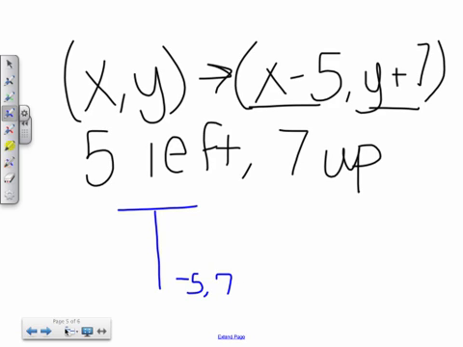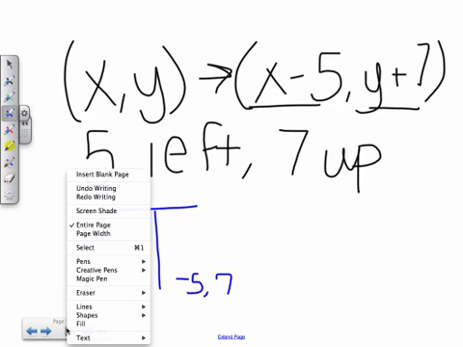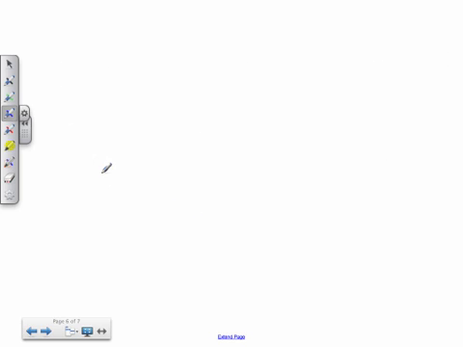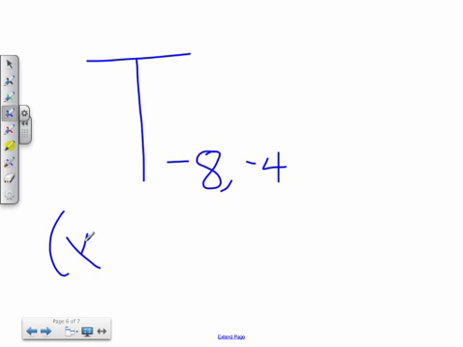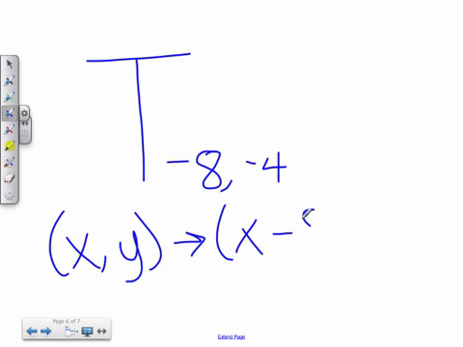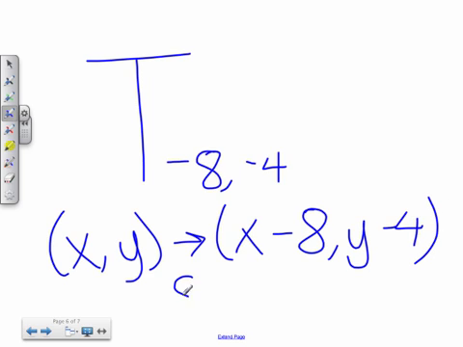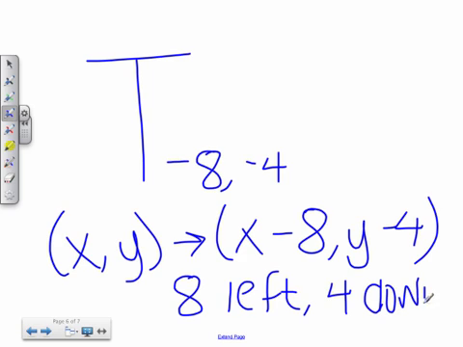Okay, similarly, if I gave you this notation right here, and I told you it was T, negative 8, negative 4, that means that x, y will turn into x minus 8, y minus 4, and that you would be going 8 to the left and 4 down.